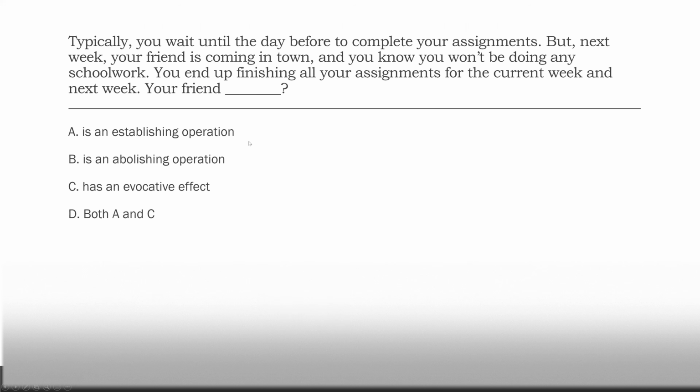Okay, let's work our way through this question. Who are we focused on? We're focused on the friend. And what is the scenario describing? Well, we know typically you wait to complete your assignments. So let's say you see an assignment, you do your assignment, consequence is finishing your assignment. And that chain, so to speak, or that contingency typically doesn't happen until the day before. But this time, your friend, who we're focused on, is coming in town. All of a sudden, you finish all of these assignments for the current week and next week.